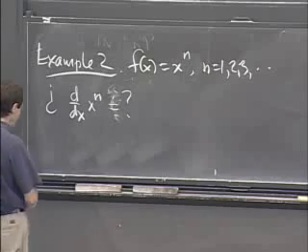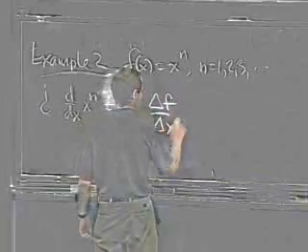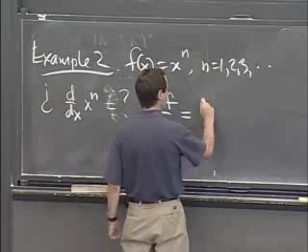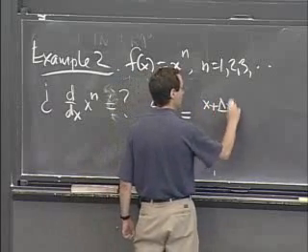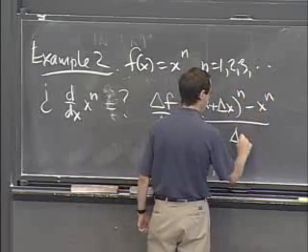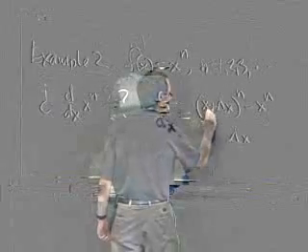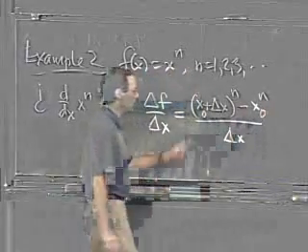So again, we're going to form this expression, delta f over delta x, and we're going to make some algebraic simplification. So what we plug in for delta f is x plus delta x to the n minus x to the n, divided by delta x. Now before, well, let me just stick this in and I'm going to erase it. Before I wrote x0 here and x0 there.